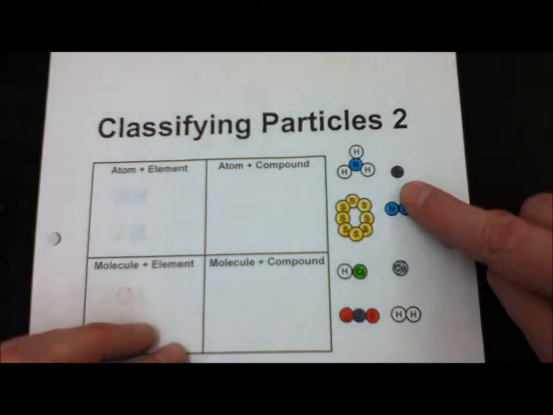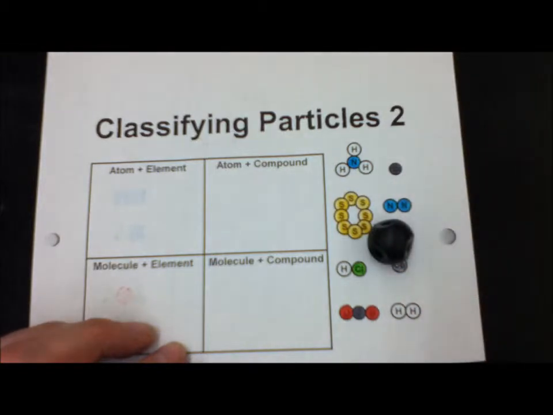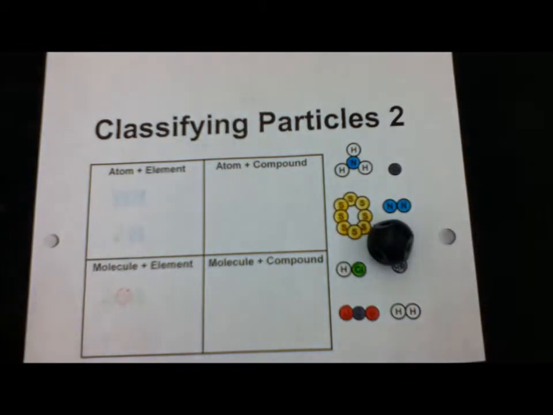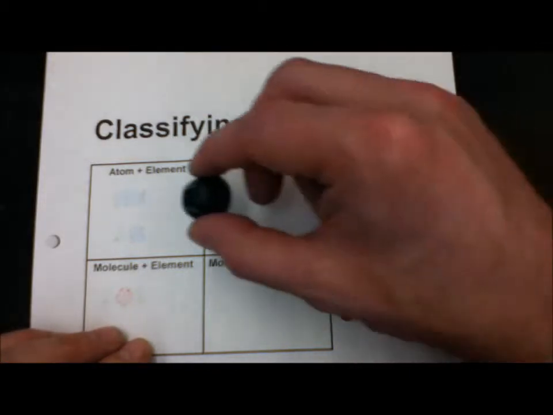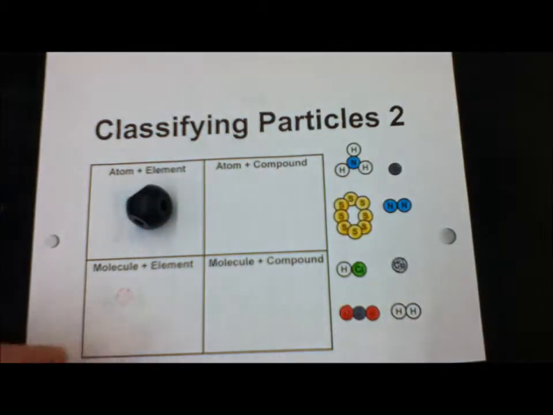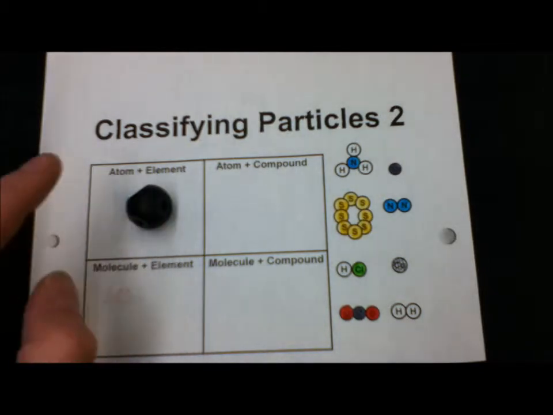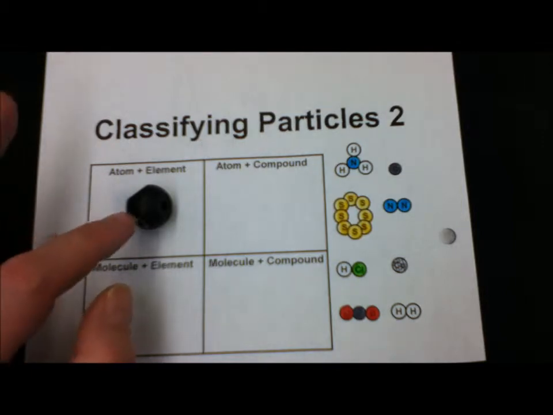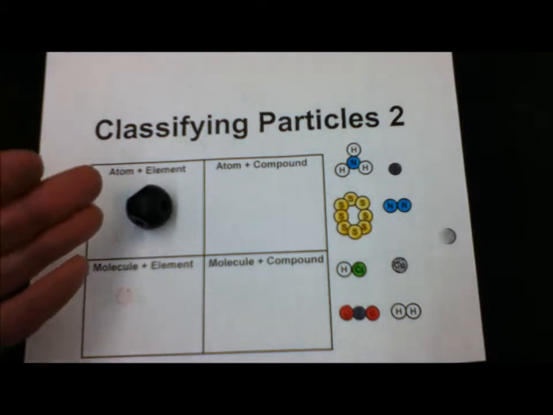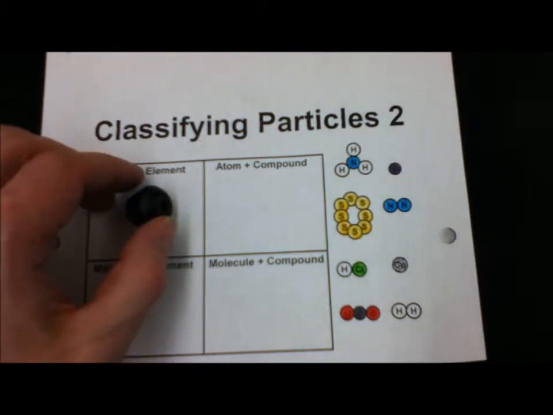The next one, this is your carbon. So here's what it looks like. Where do you think it belongs? Well, it actually belongs right here. This is an atom and element. There's just one of them. There's not more than one atom joined together, and there's only one kind of element there. It happens to be just carbon, so it belongs as an atom and an element.